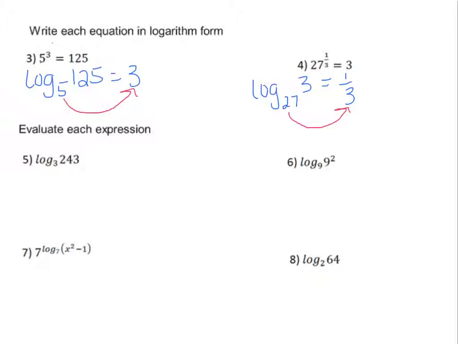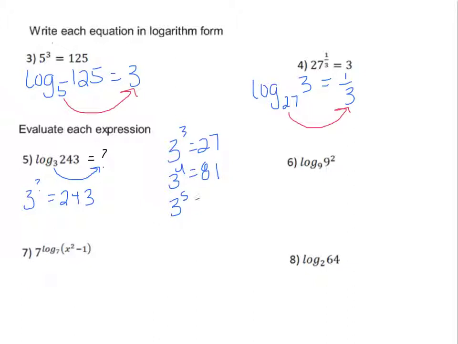So now we're going to take this and evaluate each expression. So we need to figure out what this would equal. If we have log base 3 of 243, what's that going to equal? So we think, 3 to the what power gives us 243? Then we go through and think of our powers of 3. We know 3 to the third is 27, 3 to the fourth is 81, 3 to the fifth is 243. So there we just found it. So this is equal to 5 because 3 to the fifth is equal to 243.